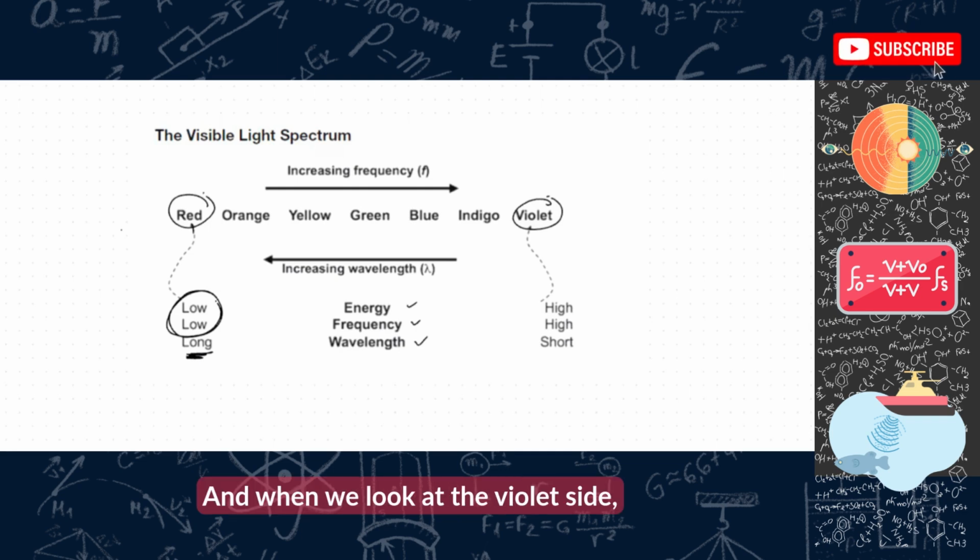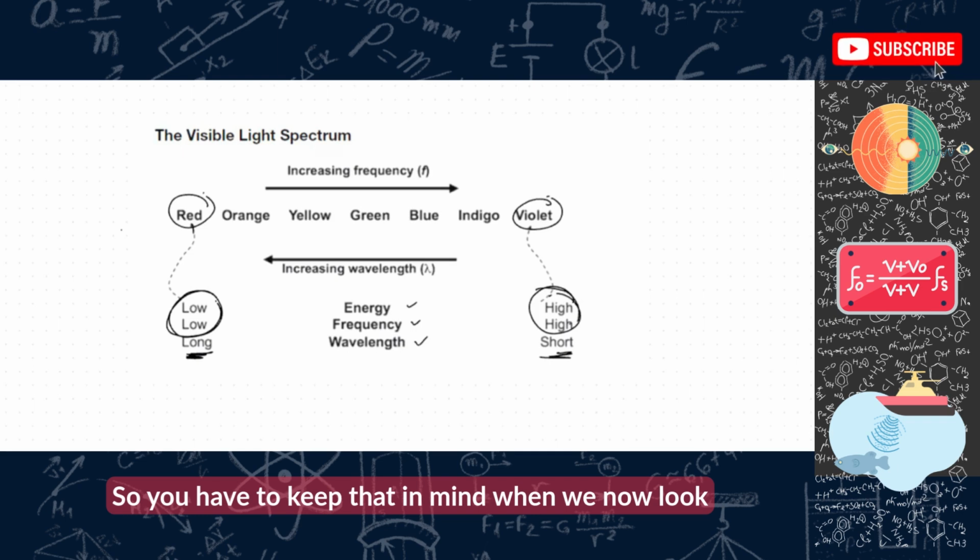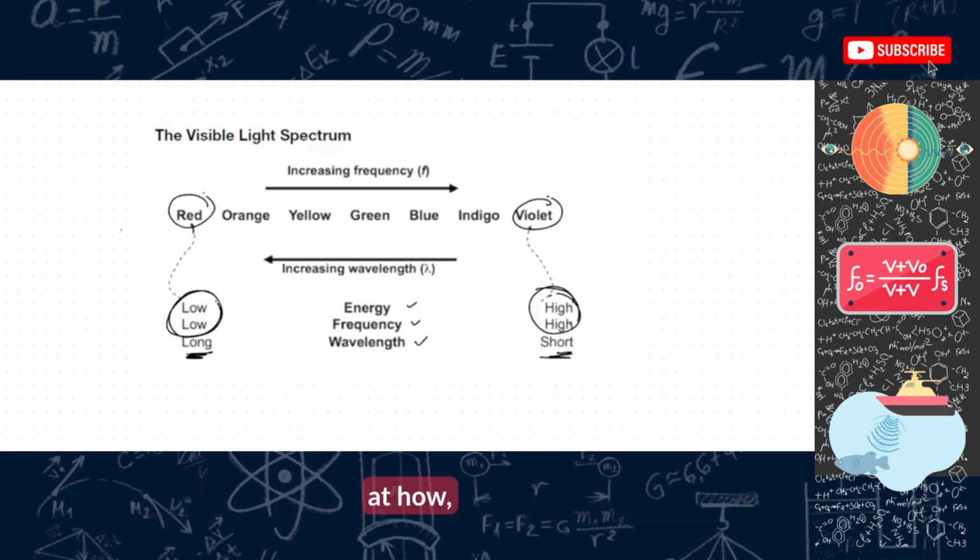And when we look at the violet side, we will see that they have a short wavelength, but this is accompanied by a high energy and high frequency. So you have to keep that in mind when we now look at how the Doppler effect affects light and how we can use this application in real life.